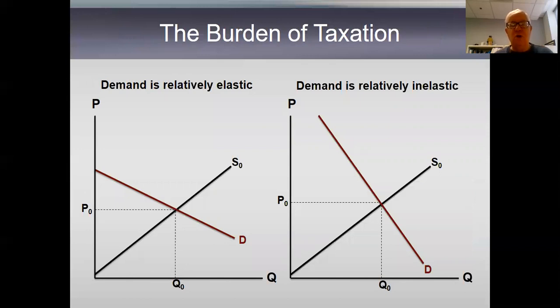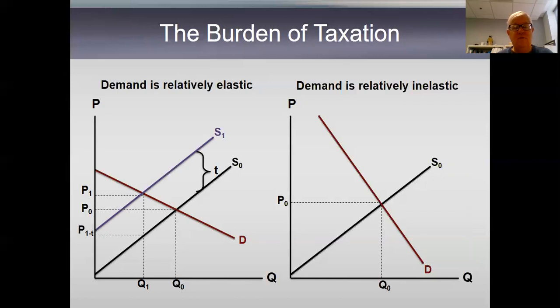Now, on the left, we're showing a demand curve that is relatively elastic. On the right, we're showing a demand curve that is relatively inelastic. So let's have a tax that's imposed and see what happens. Here's a tax that was imposed on the firms, not on the consumer. So you see that the supply curve will shift from S0 to S1.